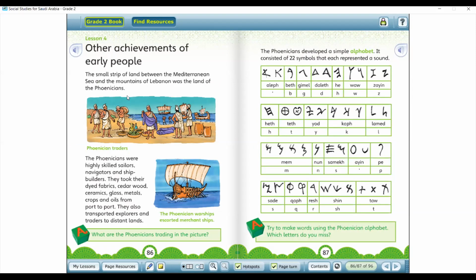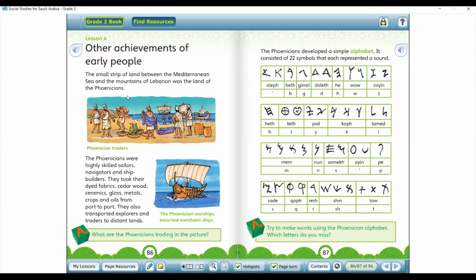The Phoenicians were highly skilled sailors, navigators, and shipbuilders. They took their dyed fabrics, cedar wood, ceramics, glass, metals, crops, and oils from port to port. They also transported explorers and traders to distant lands. The Phoenicians' warships escorted merchant ships.